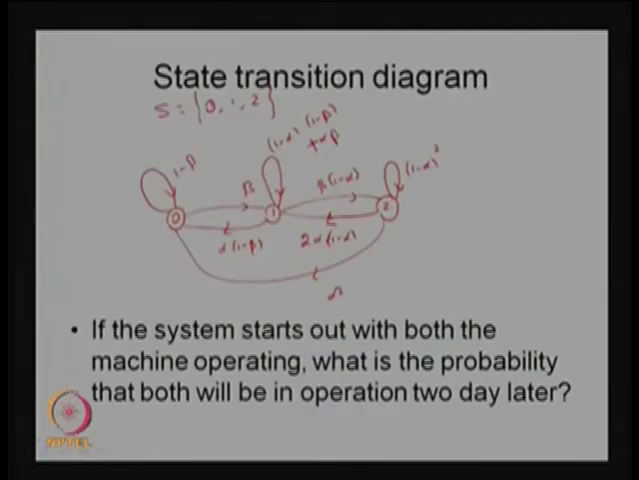What is the probability that both will be in operation 2 days later? Similar to this, we can find out the probability for any finite day by finding the P power n matrix, then pick the corresponding element, and that is going to be the corresponding probability.